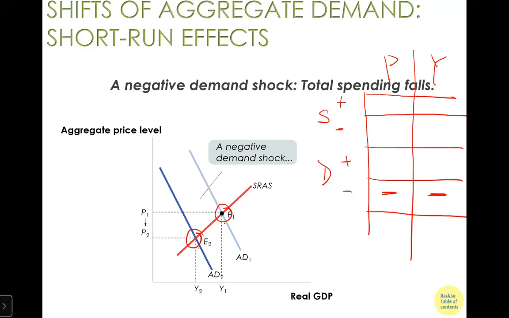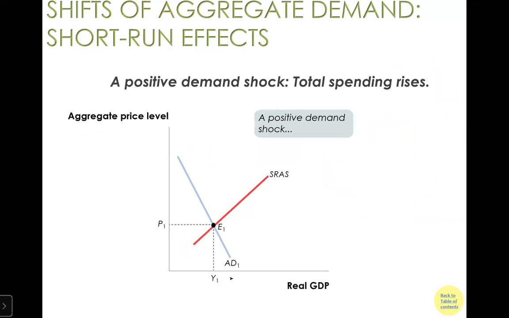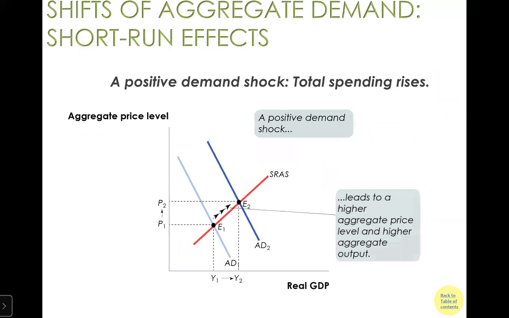Next we look at a positive demand shock. The positive demand shock is going to be exactly the opposite of a negative demand shock. Right. So now we are going to move from E2 to E1. And clearly you can see both price and output will increase. Right. So this is the second possible shock to the economy.